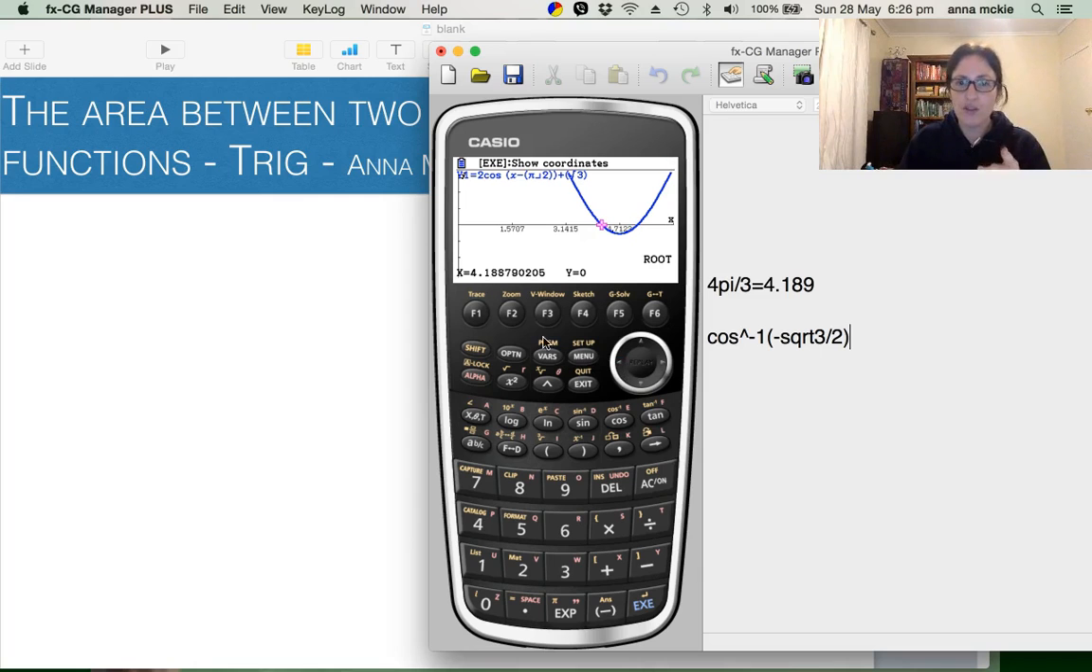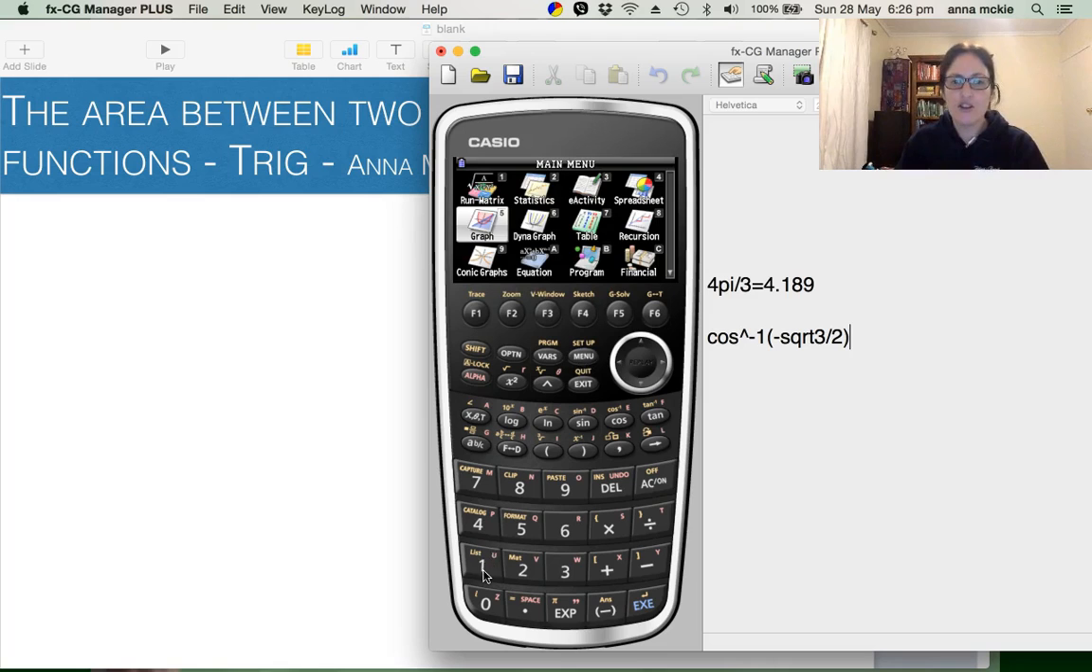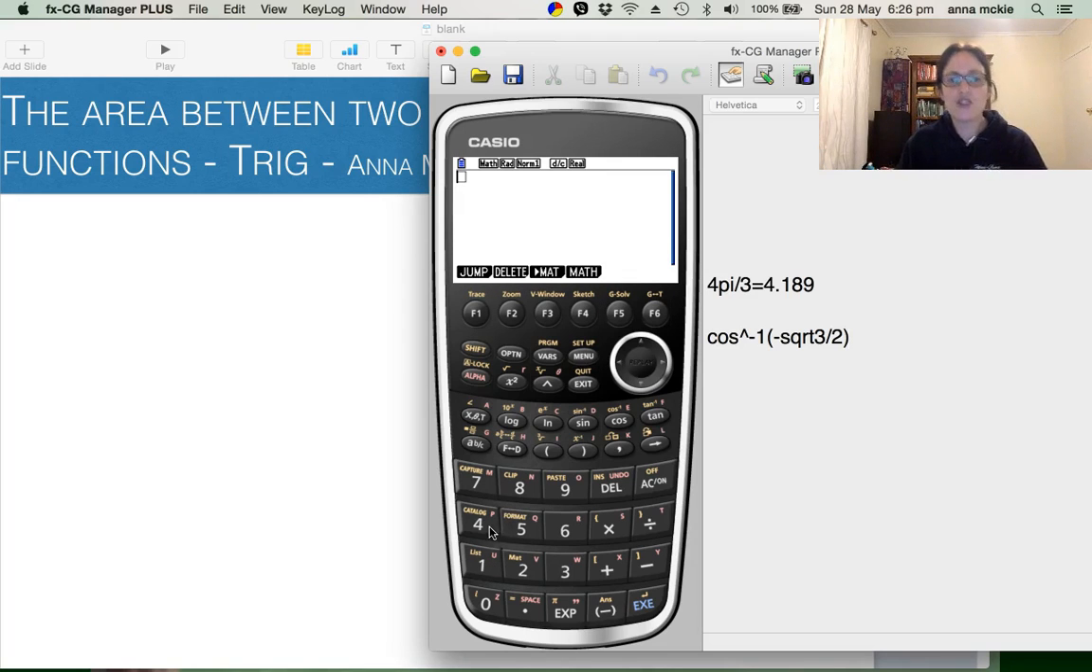Now the first one was 4.189. I want to show you what I mean by that. Go to your run menu and type in 4 pi on 3. This is going to end up being one of those values. Your calculator may tell you that. Turn it to a decimal, 4.189.